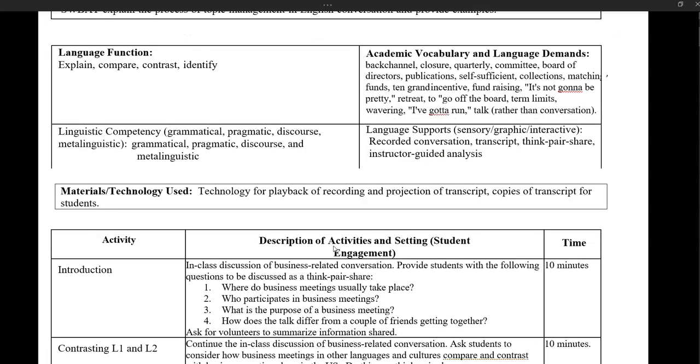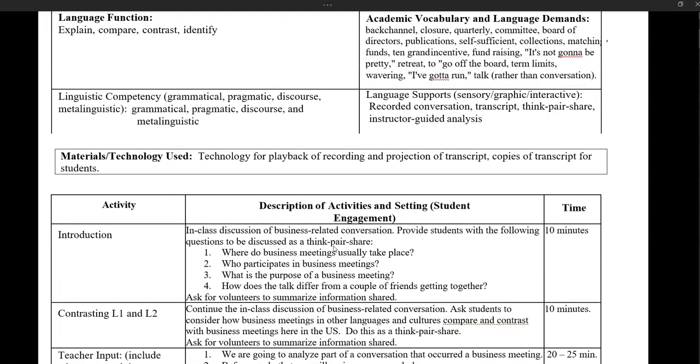This begins, as the framework mentions, with an introduction. This would include some questions that students would answer using a think, pair, share technique, and that would be followed up with some additional questions to compare and contrast culture as it relates to the business conversation that is the focus of this lesson.